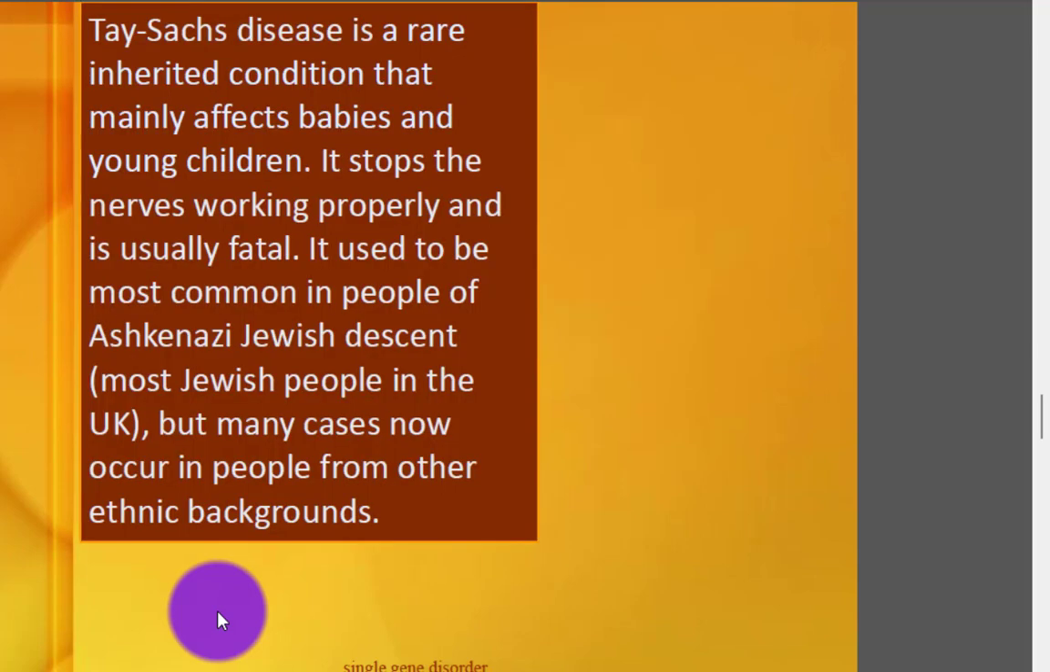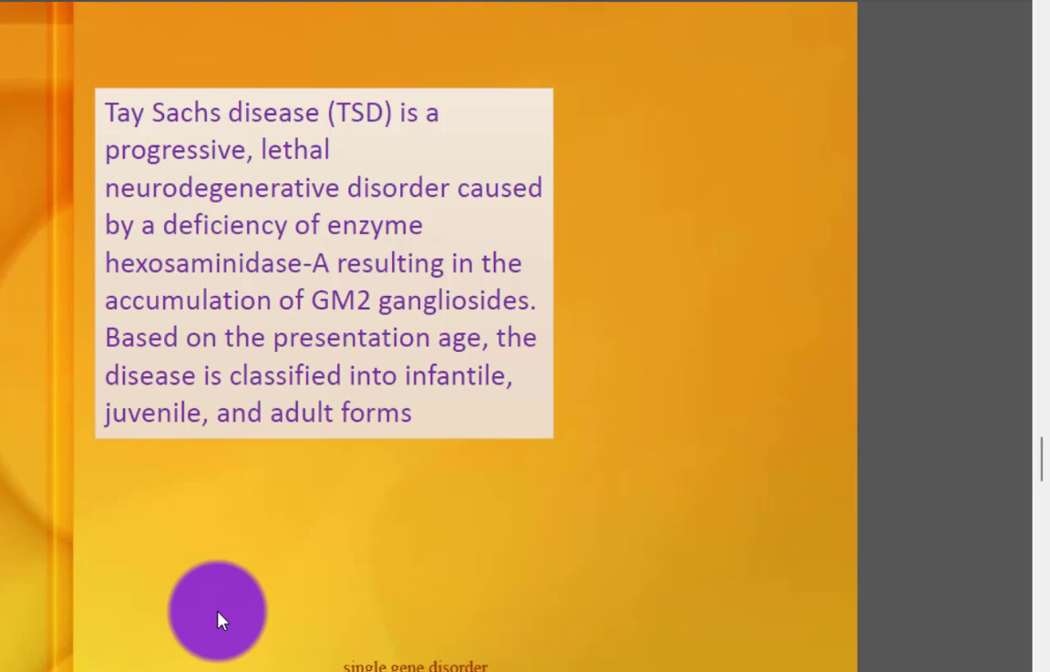Tay-Sachs disease, a rare inherited condition that may affect babies and young children. It stops the nerves working properly and is usually fatal. It used to be most common in people of Ashkenazi Jewish descent, including most Jewish people in the UK, but many cases now occur in people from other ethnic backgrounds.